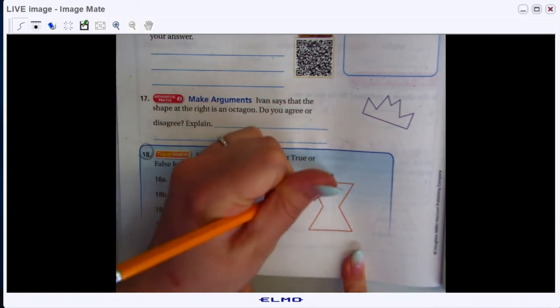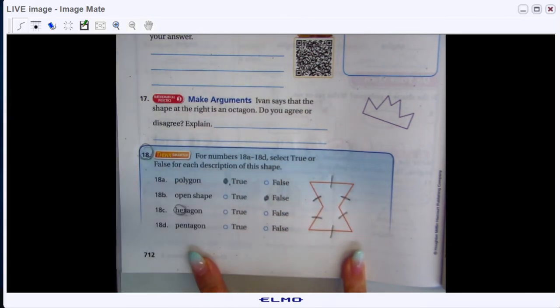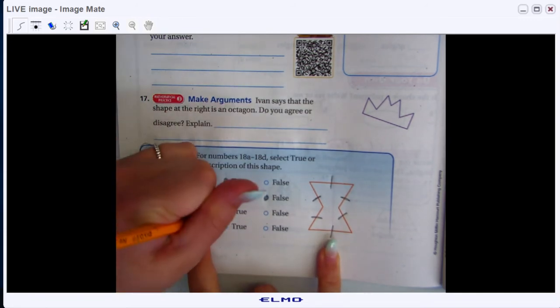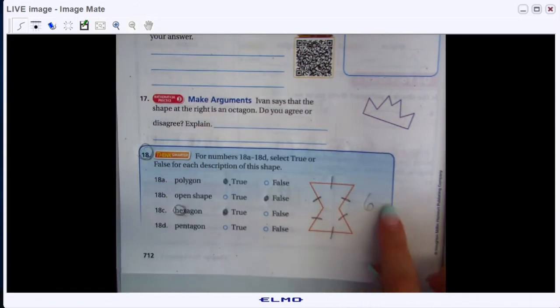1, 2, 3, 4, 5, 6. Does this polygon have 6 sides? Yeah. So it should also have 6 angles, which means that yes, it is a hexagon. I'm going to put the number 6 here so we know that we counted.